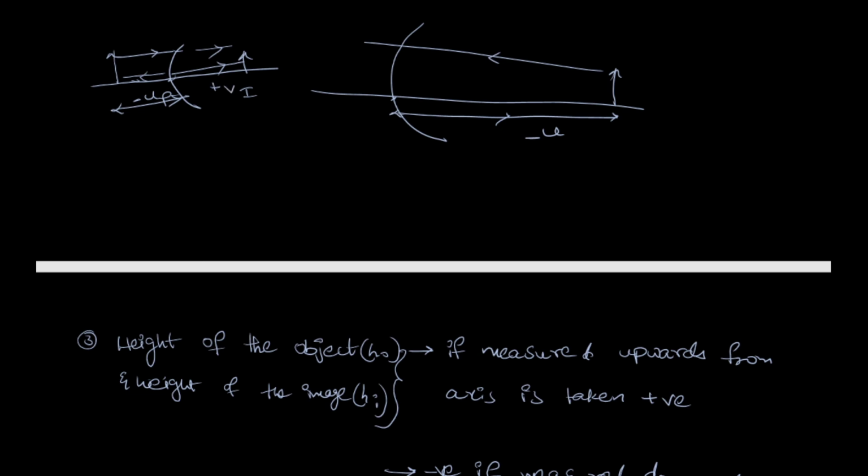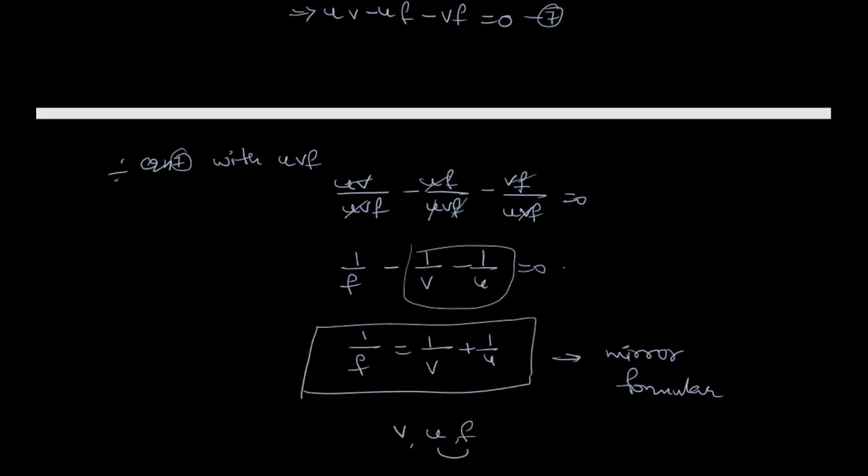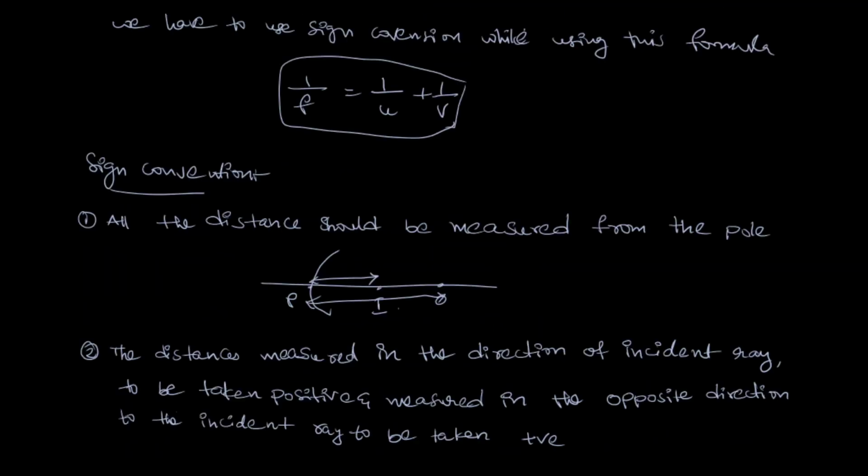So you just go through the statement. The distance measured in the direction of the incident ray is to be taken as positive. In the direction of the incident ray, we have to take it as positive, and if it is measured in the opposite direction to the incident ray, we have to take it as negative.